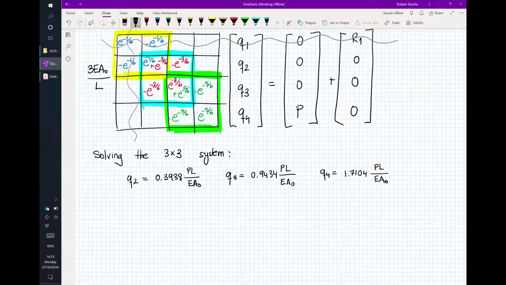Everybody happy? That's the kind of thing that I am giving you in the PDF in Blackboard, the final answer, so that you can solve the problem at home and check it. And if you don't get it, that's when you need to ask. Clear?